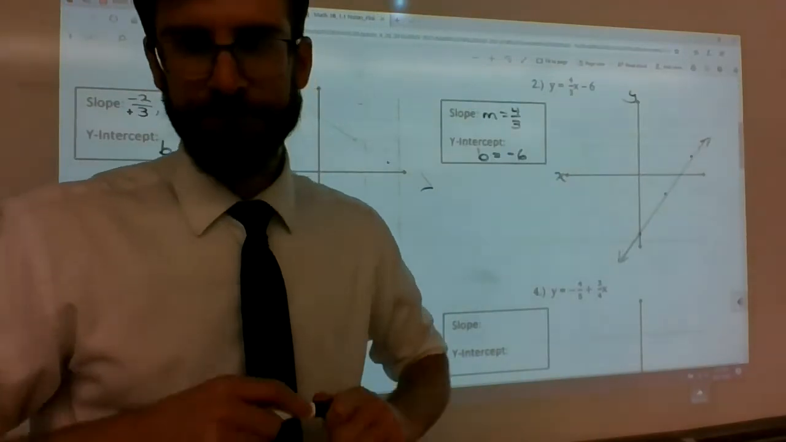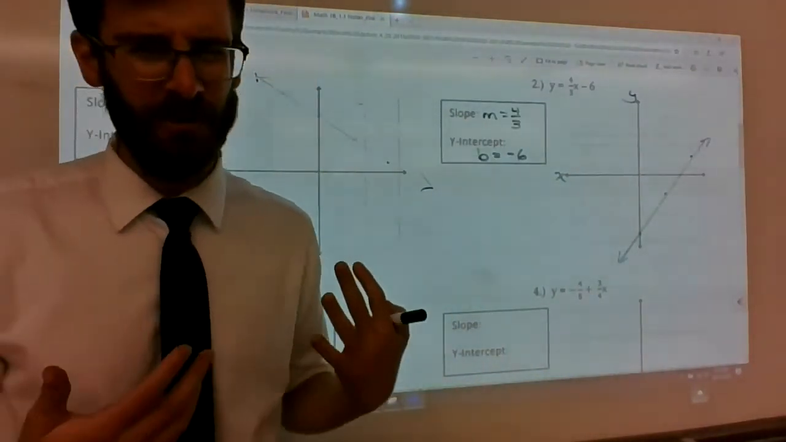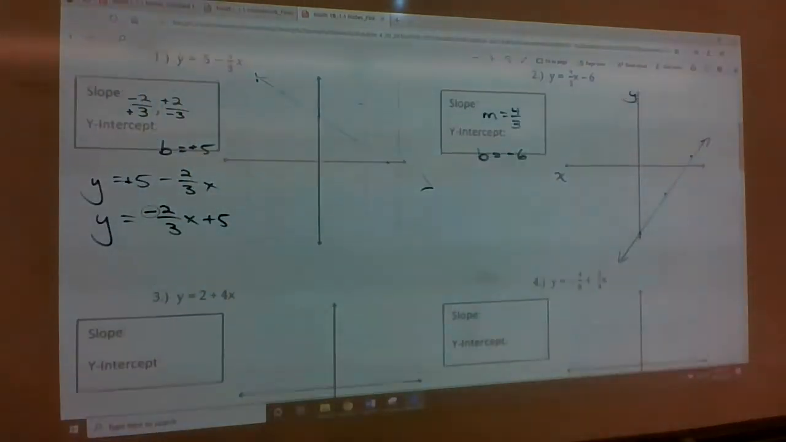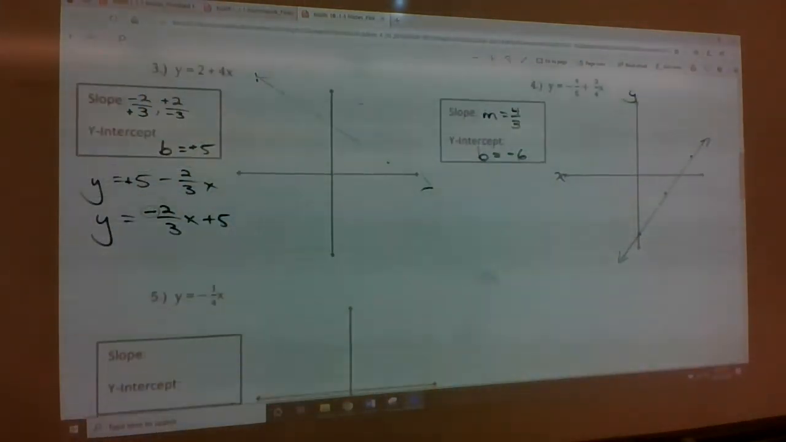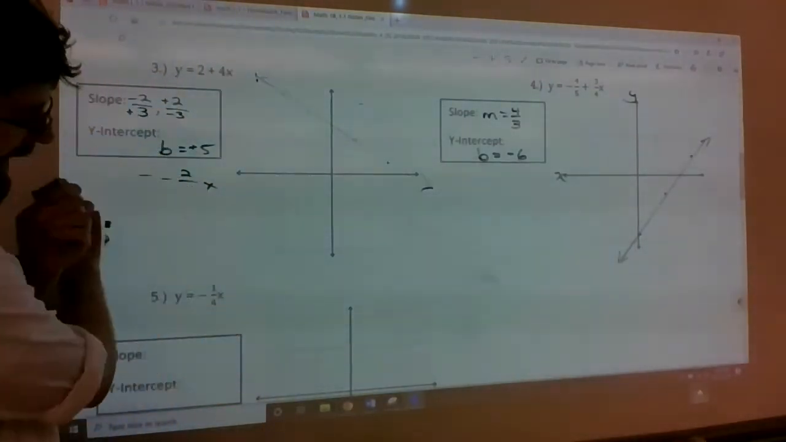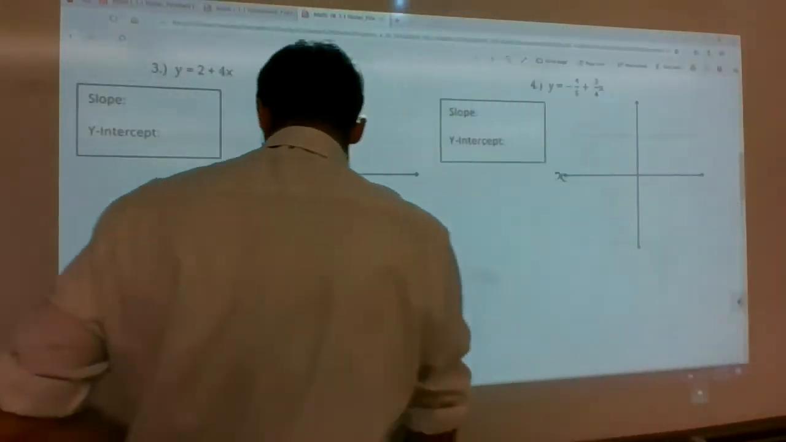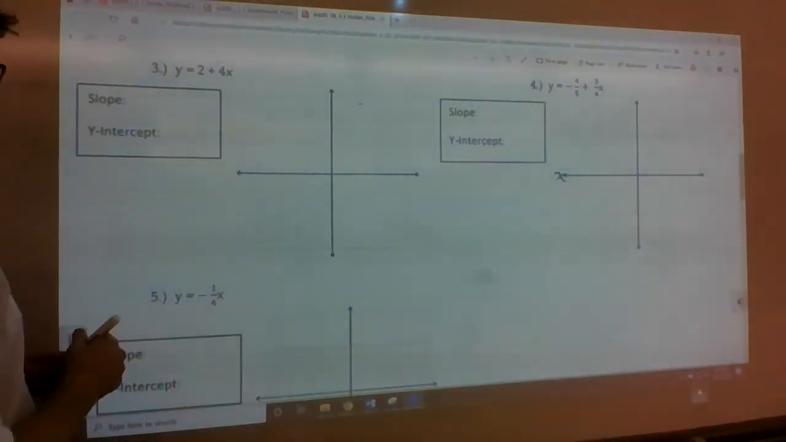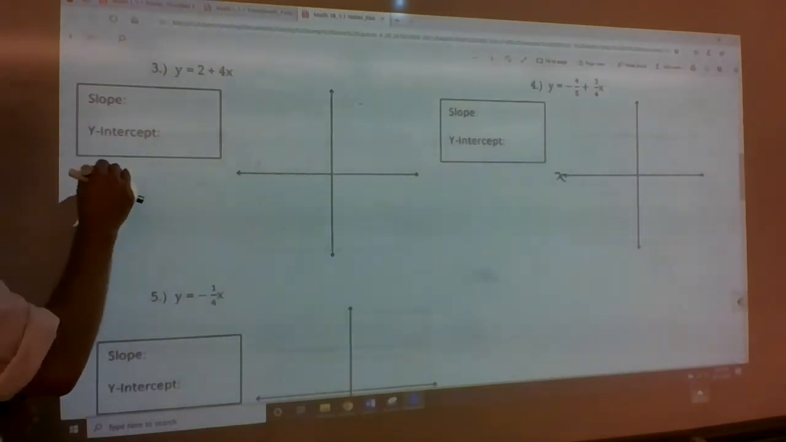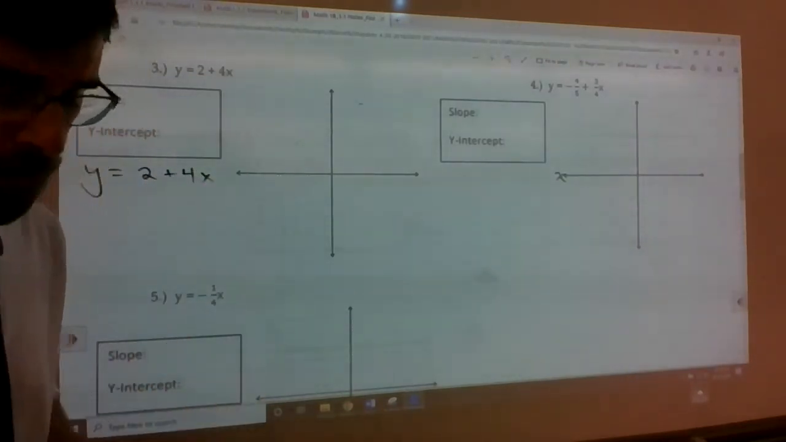And you got it. Pretty simple so far. Let's see if we have anything that's going to mess with our minds. Special cases, that is. Things we should look out for that could potentially trip us up. All right, in this next one, y equals 2 plus 4x. I see no fractions. That could be trouble.